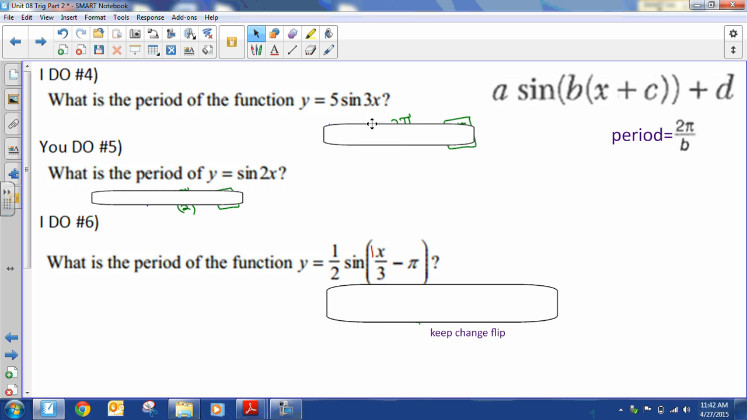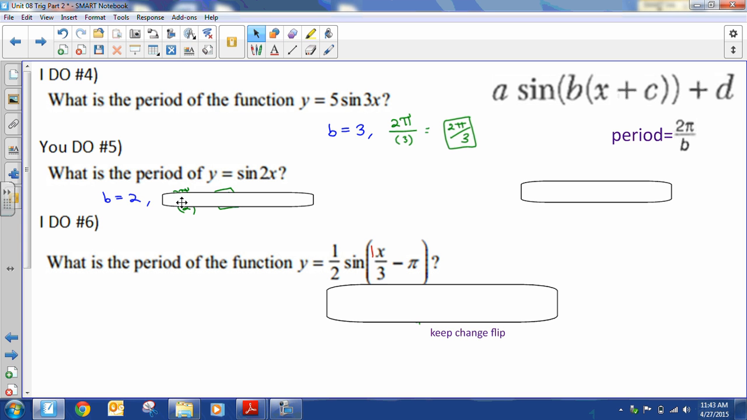Number 4, what is the period of the function y equals 5 sine 3x? Well, the period, since b is 3, I'll use the formula 2 pi over b. So 2 pi over 3 is 2/3 pi. What is the period of sine 2x? Well, b equals 2. And we have one just like this. The 2's cancel, and the period is pi.